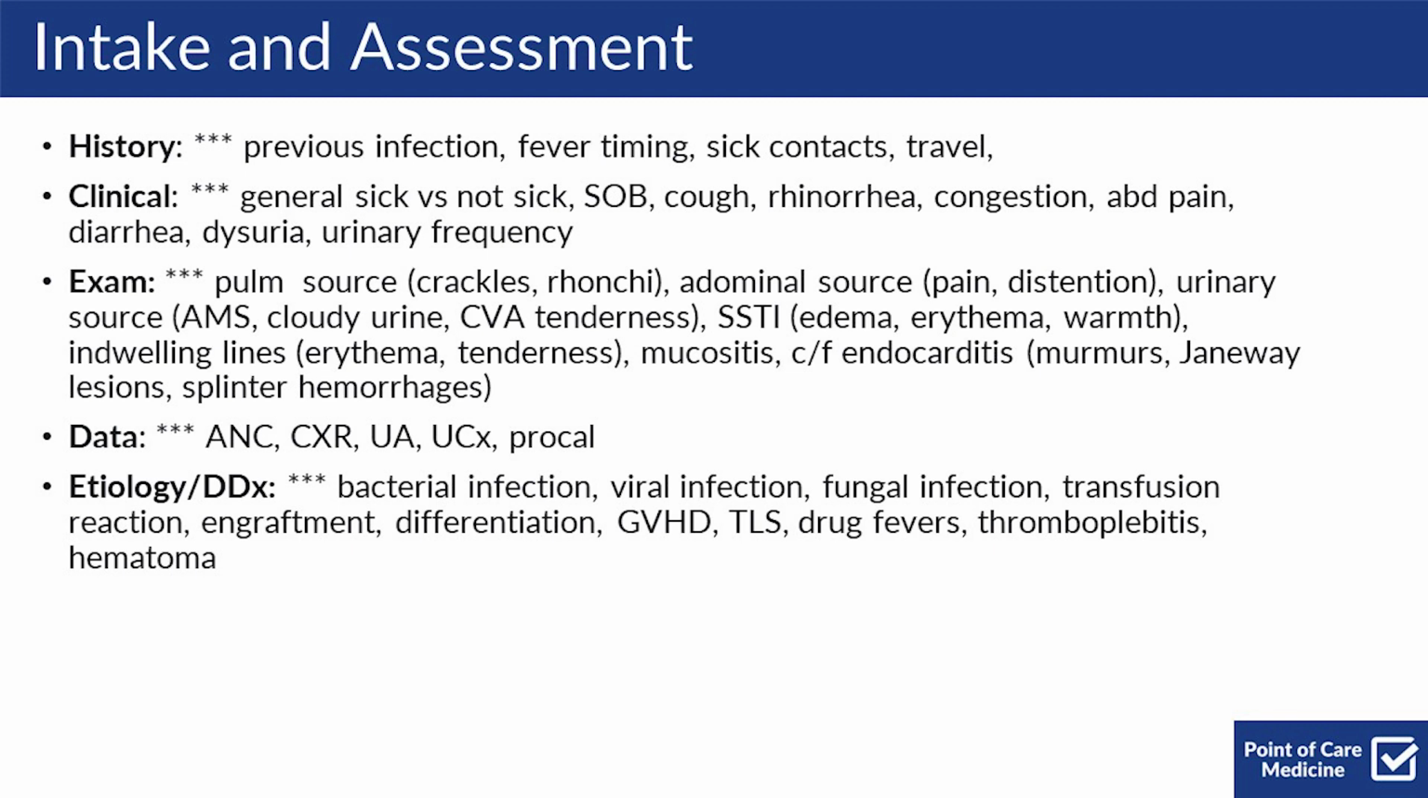Look for crackles and rhonchi. An abdominal source, looking for pain or distension. Urinary source, altered mental status, cloudy urine or CVA tenderness. Skin and soft tissue infection, edema, erythema, and warmth. Or any indwelling lines such as tenderness or erythema over the site of insertion. Look for mucositis on their exam. And if you're worried about endocarditis, think about murmurs, Janeway lesions, or splinter hemorrhages.